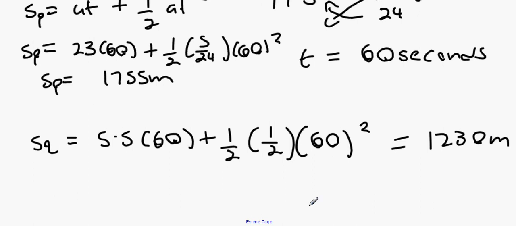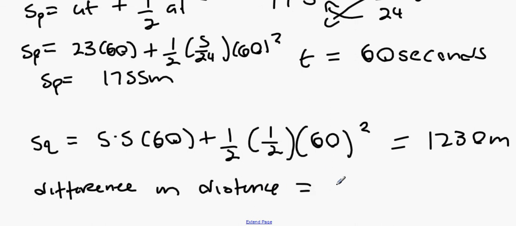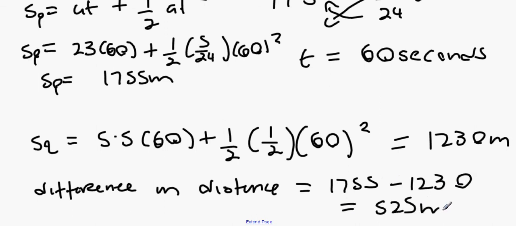So the difference in distance covered, so this is the maximum lead as well. The difference in distance is 1755 minus 1230, and what you're going to get here is 525 meters.